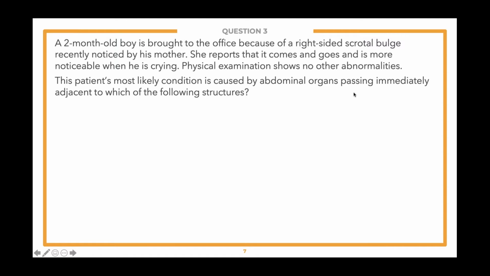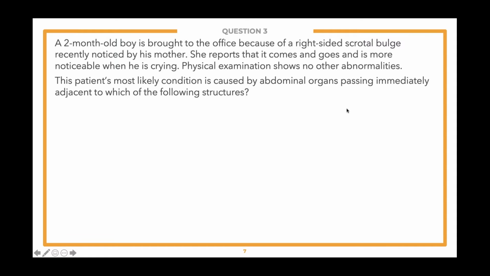The patient's most likely condition is caused by abdominal organs passing immediately adjacent to which of the following structures? I'll give all of you a few seconds to respond in the question box.